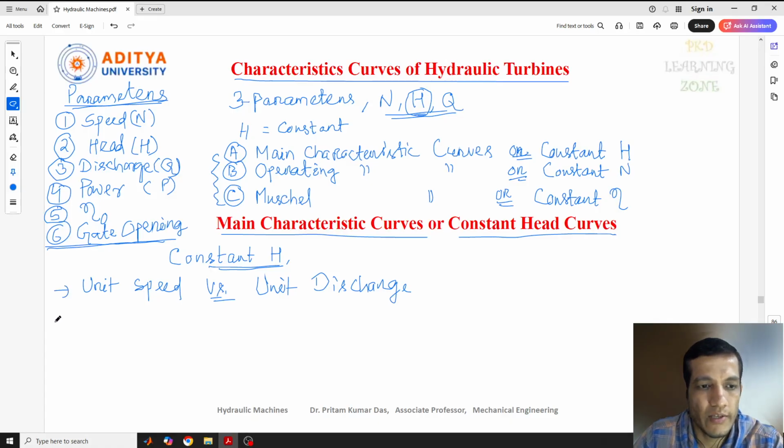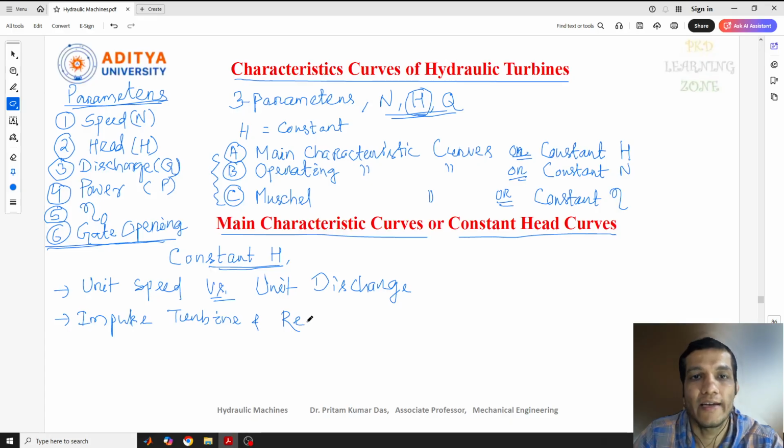For which turbine will we discuss? We will discuss the impulse turbine, and another one is the reaction turbine, because we know that turbines are categorized into different categories. Impulse and reaction are categorized based on the energy. So we'll discuss this impulse turbine.